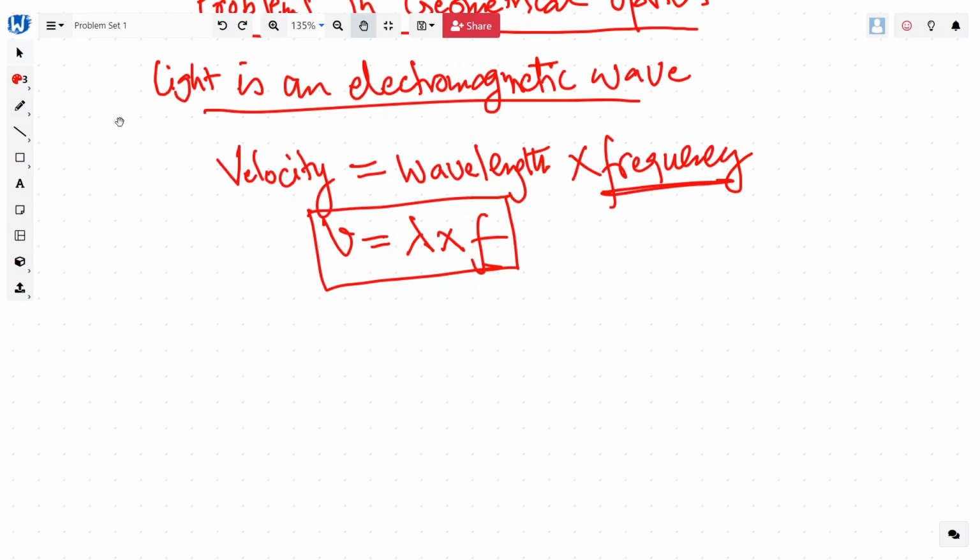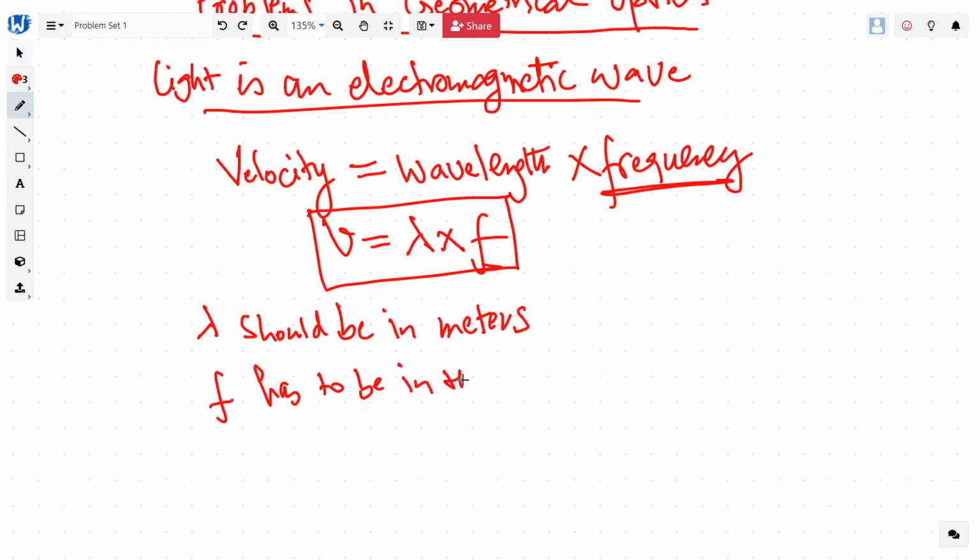Here the lambda should be in meters, and frequency F has to be in hertz, whereas 1 hertz is equal to 1 second to the power minus 1. So when we do that, basically the unit of velocity is going to be meters per second.